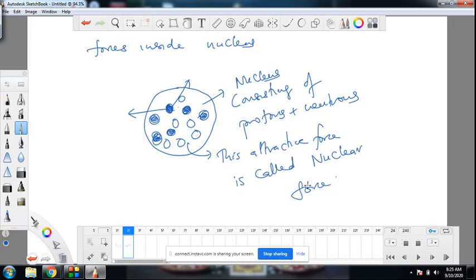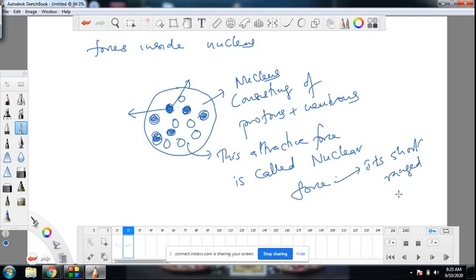So there is electrostatic repulsion between protons. For neutrons, there is no repulsive force because the neutron is neutral. But there is an attractive force between proton and neutron, proton and proton also, and neutron and neutron also. This attractive force is called nuclear force. It's very short ranged. It's a short ranged force.